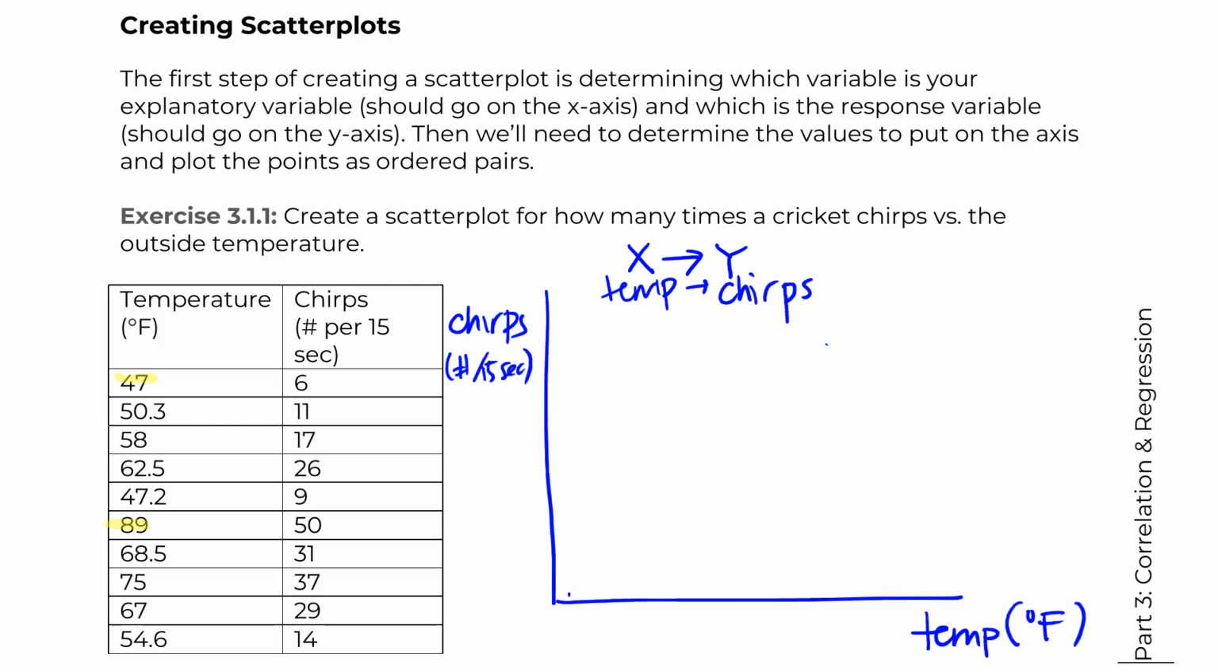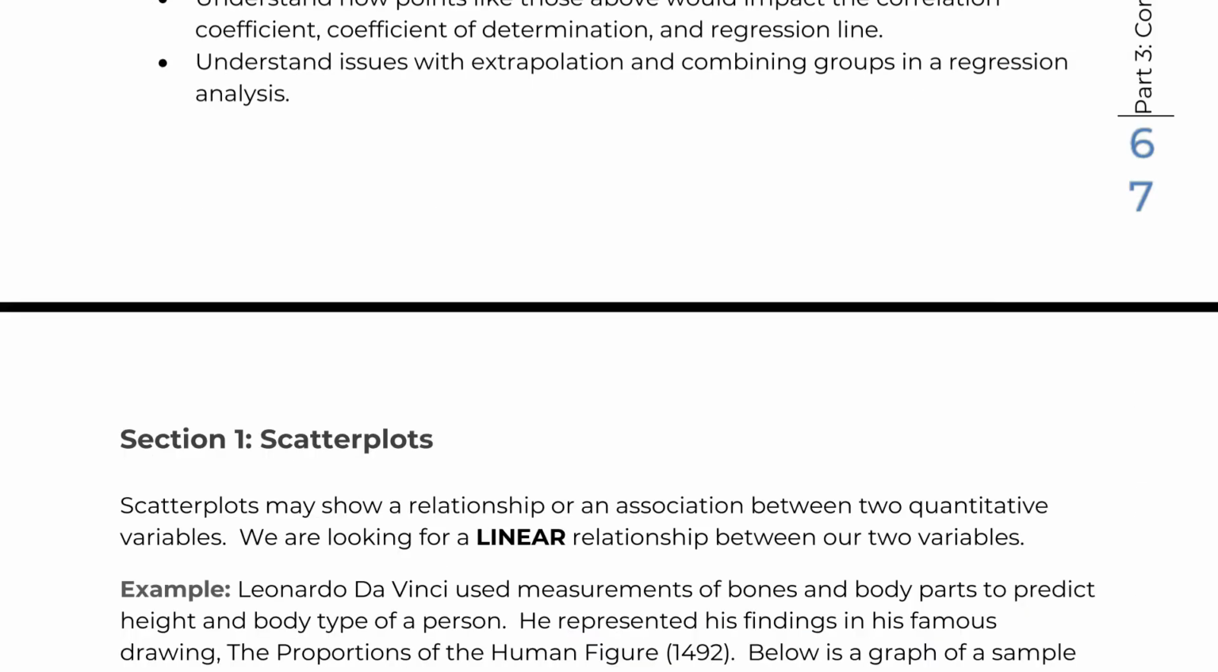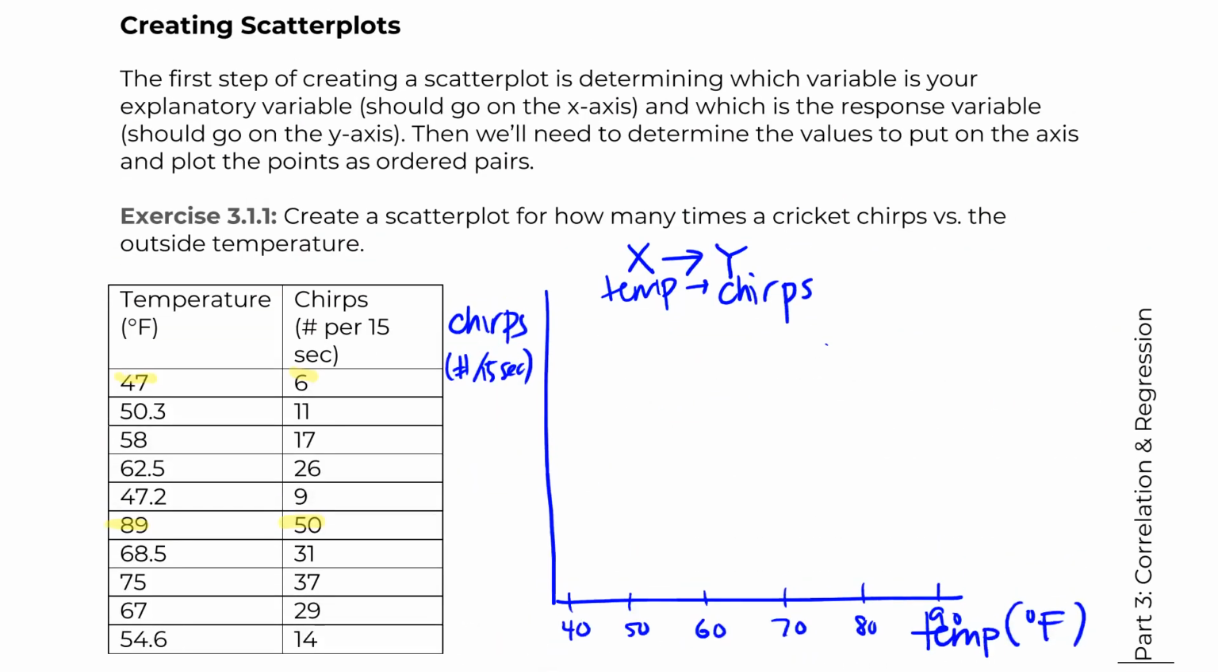So I'm going to start this off at 40, 50, 60. You guys don't need to hear me say it. 90. All right. And then for chirps, same deal. Looks like our lowest number of chirps is 6. Highest is 50. So we will do 0 up to 50. 10. Okay, I believe that we can figure out what the rest of those numbers are, even though they kind of got in the way of the label.